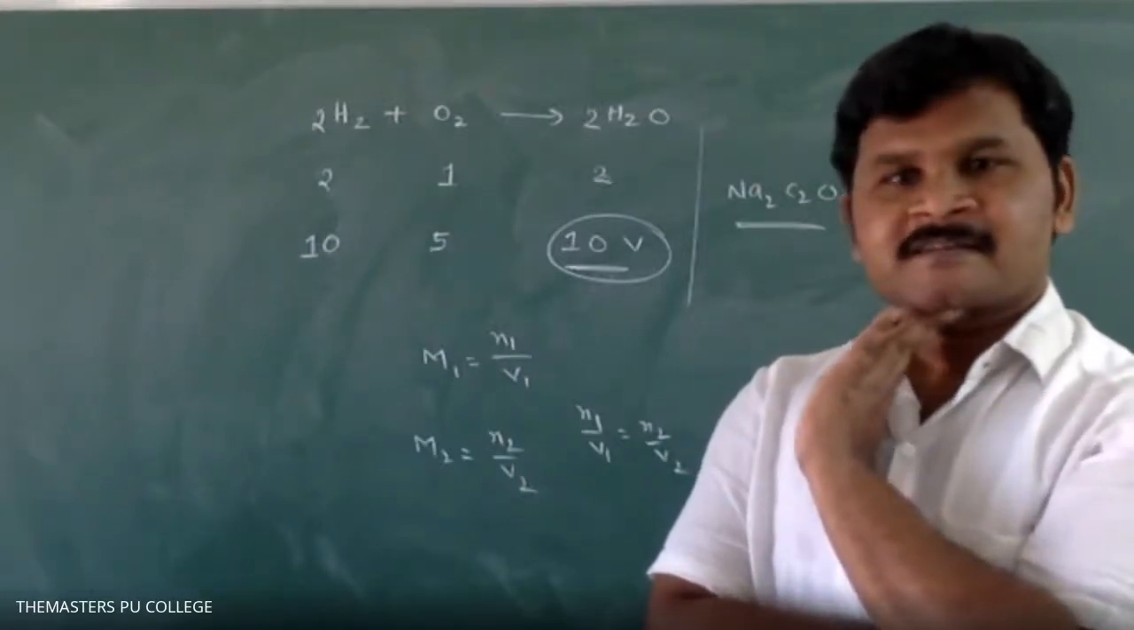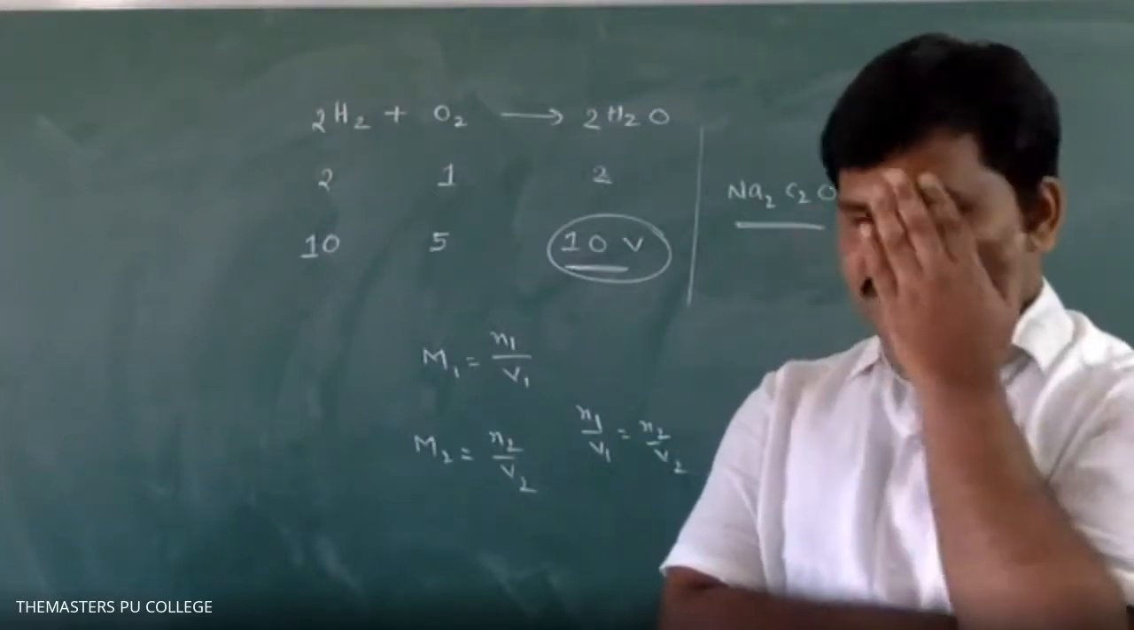25 by 1000, 1 by 40 or n by 40. 1 by 40.